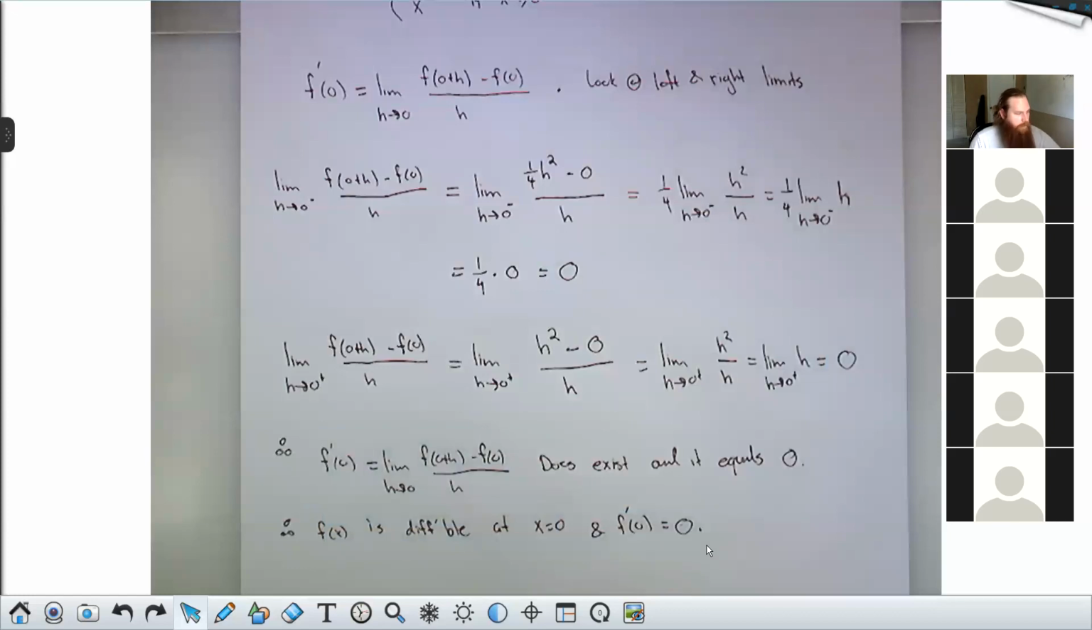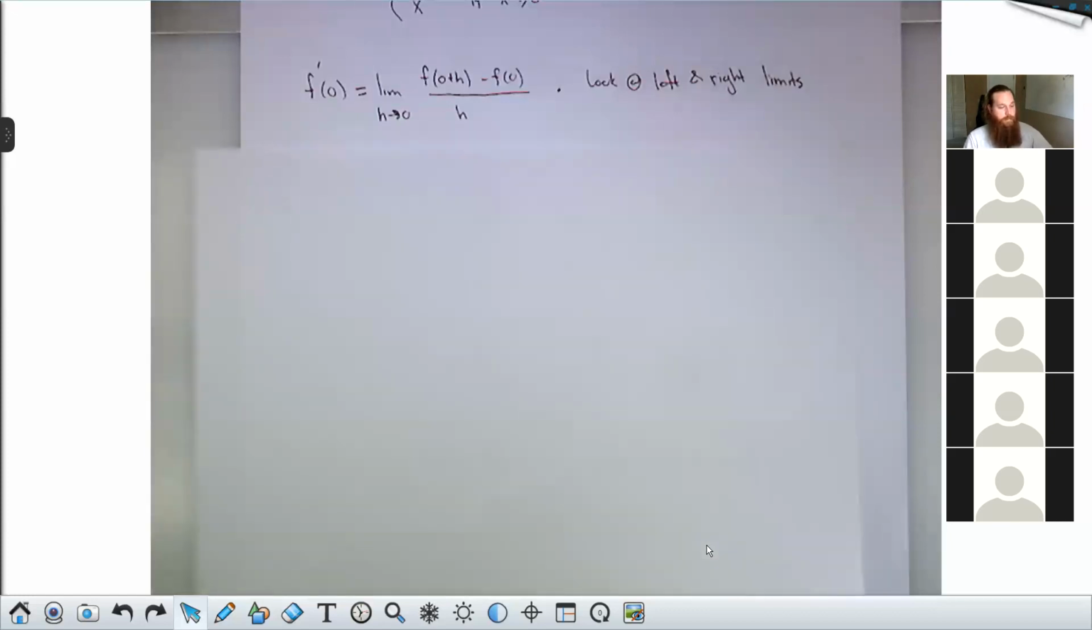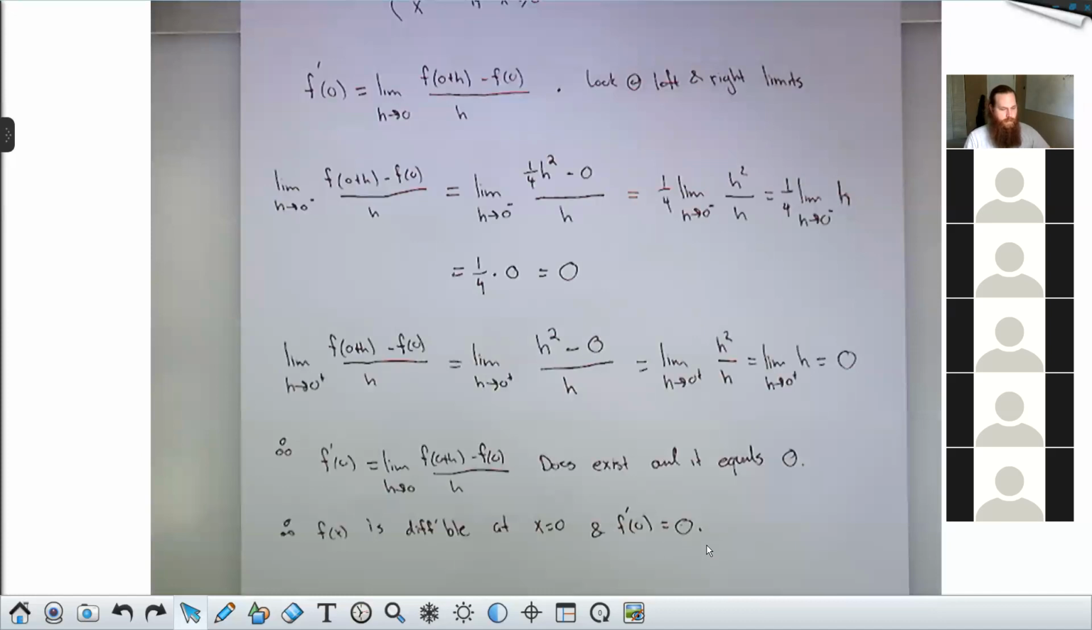What does this look like if your function is not differentiable? So I'll stay here for just a second. Any questions on this procedure?